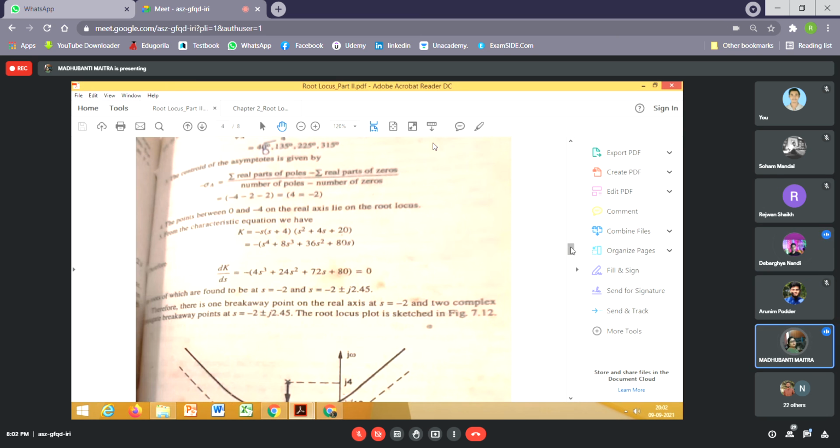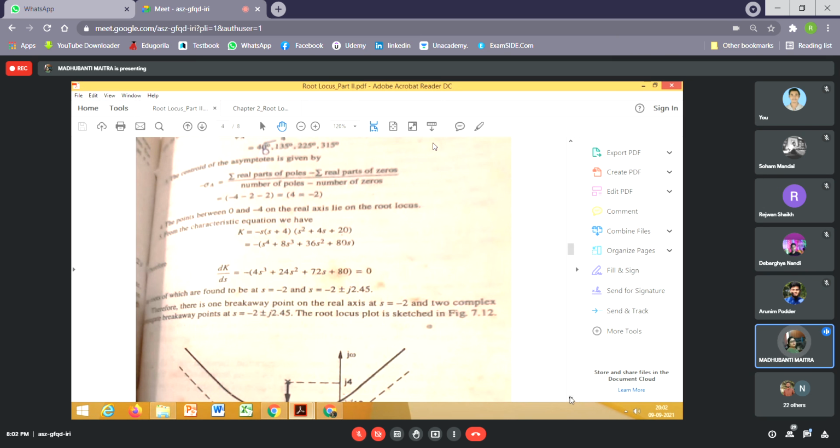Solve this equation, the third order equation. I guess we'll be able to solve this. So you see, s is equal to minus 2, and s is equal to minus 2 plus minus j 1.45.